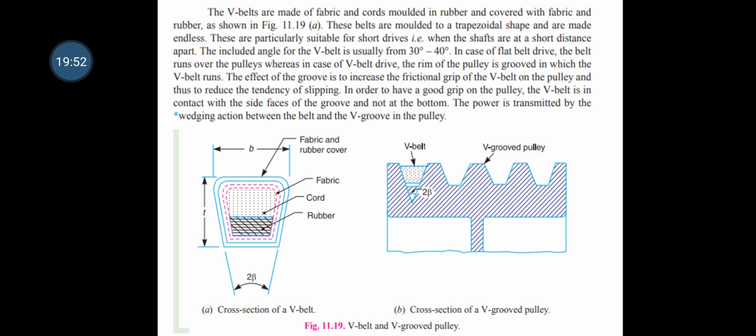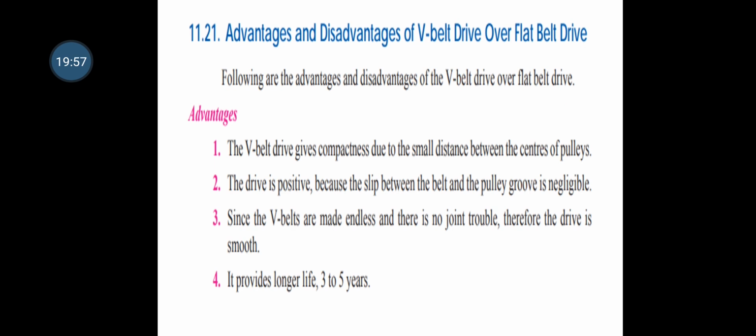The next one: the advantages and disadvantages of the V belt over the flat belt drive. The V-belt drive gives compactness due to the small distance between the centers of pulleys. The drive is positive because the slip between the belt and the pulley groove is negligible. Since the V-belts are made endless and there is no joint trouble, the drive is smooth. It provides longer life, up to 3 to 5 years for V-belt drives. It can be easily installed and removed.